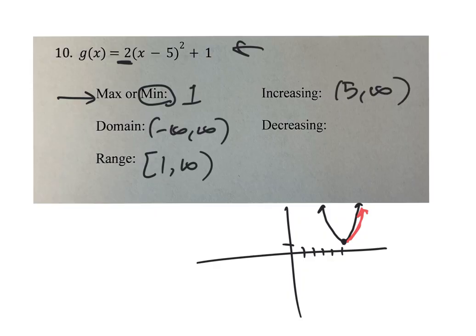And on the increasing, decreasing, I will let you get away with either parentheses or bracket. I'm sorry about that ugly parentheses right there. It's decreasing right here, forever until it gets to the 5. So it's decreasing from negative infinity until it gets to 5. And again, bracket or parentheses on that one, I'm fine with either.